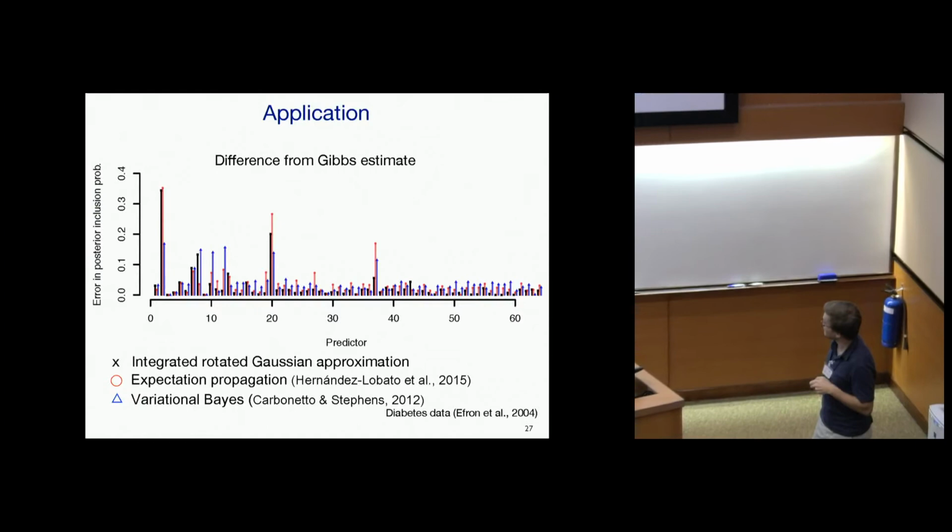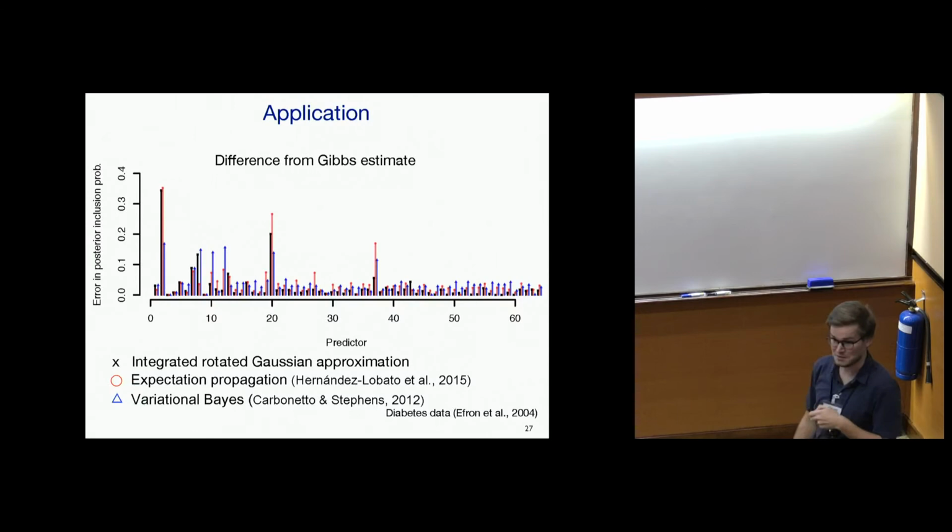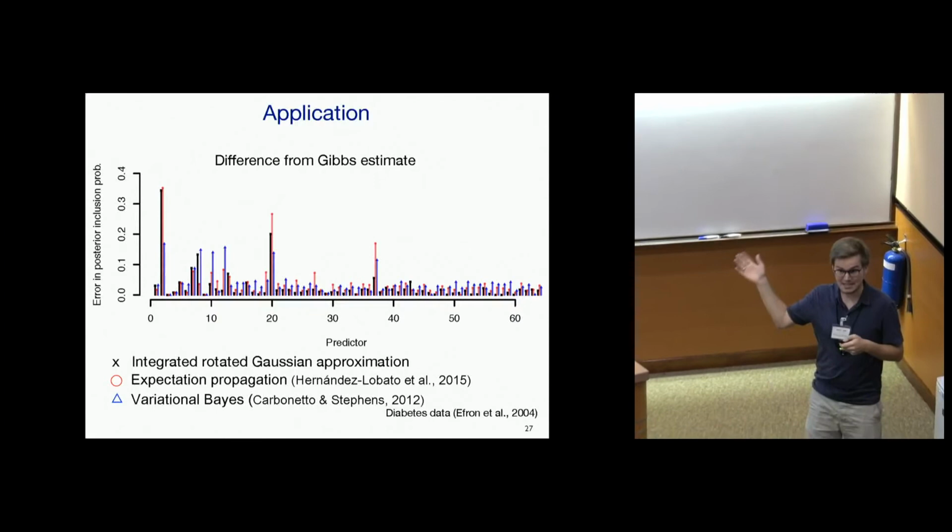By the way, for those of you who were very diligently paying attention, there was also a more recent variational Bayes variable selection method by John Ormerod that was published last year. They also tried that one, but in this example it actually performed worse. So I'm only giving you the one that performed better.